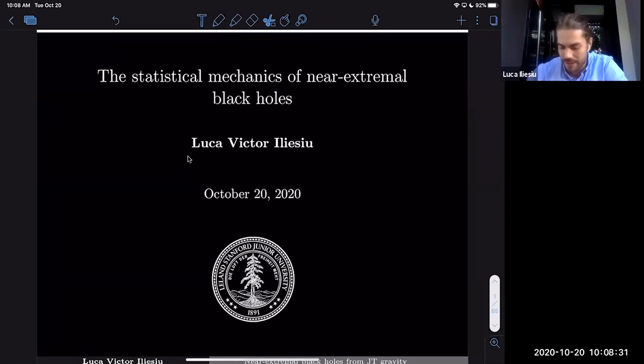Awesome. Thanks so much for the invitation again. Yeah, as Ashton mentioned, I'll be talking about the statistical mechanics of near-extremal black holes. So please, since this is a smaller seminar, please interrupt me as much as possible with as many questions.